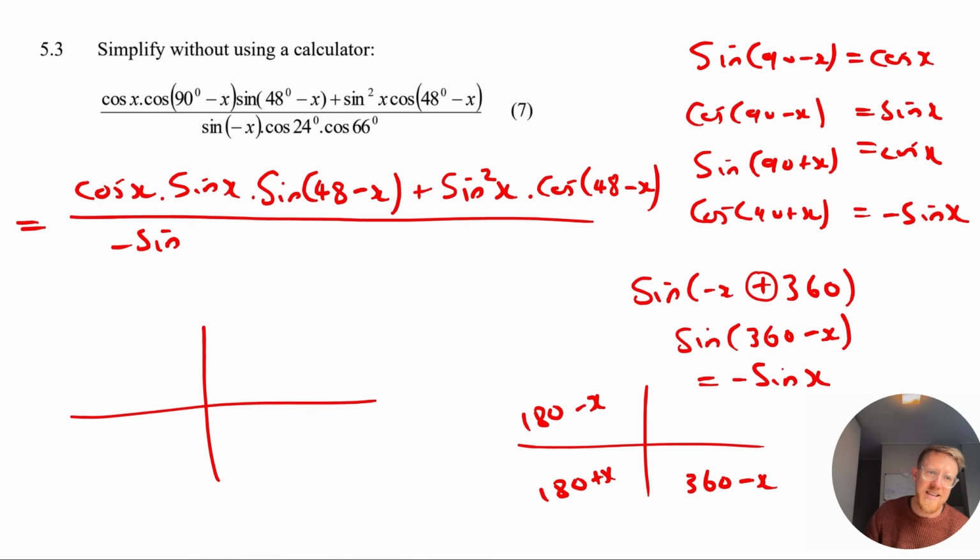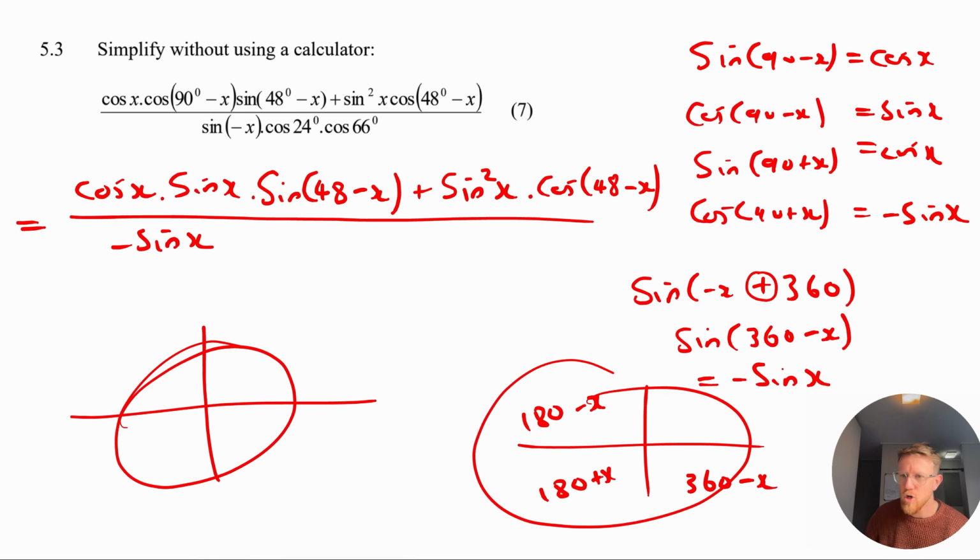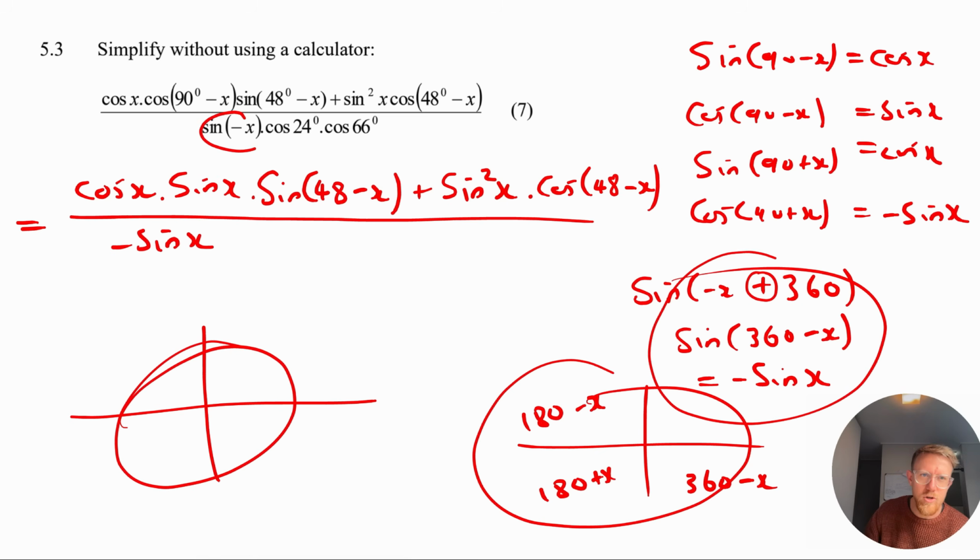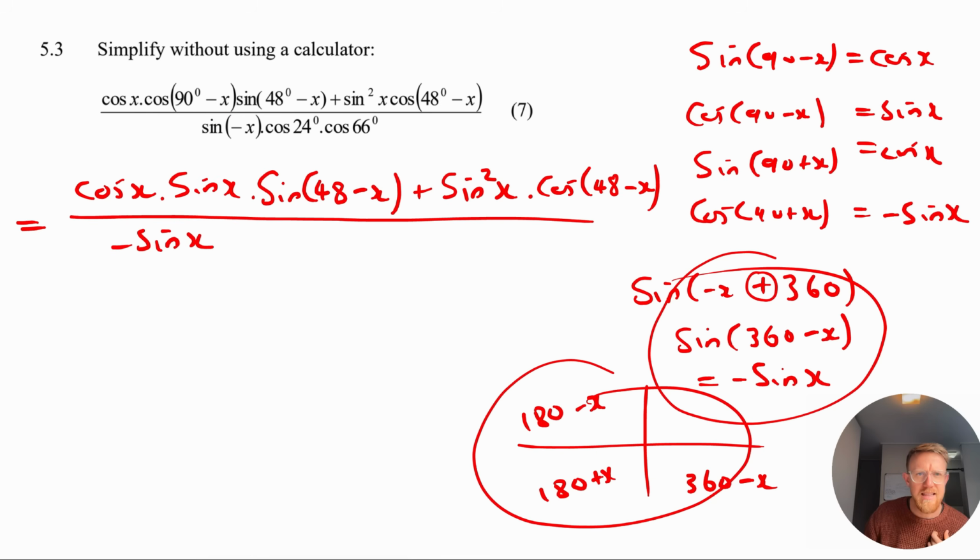Now, in an exam, you do not need to go and show all of this. You literally go straight from there to there. And then cos 24 and cos 66, I'm going to leave for now. But I know that there's something going on there because they add up to 90. But I also know that 24 is half of 48. And so my brain is starting to just visualize that.